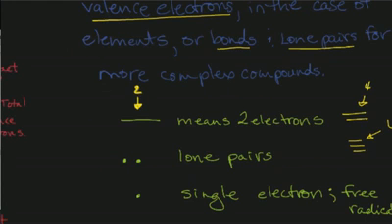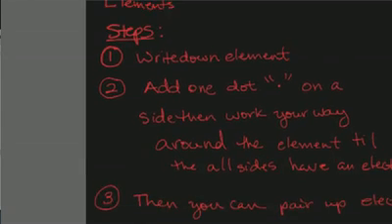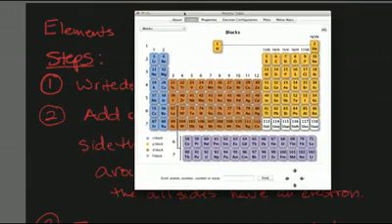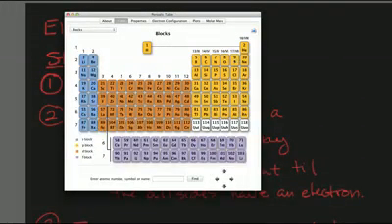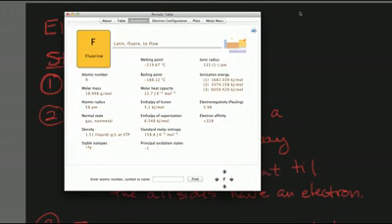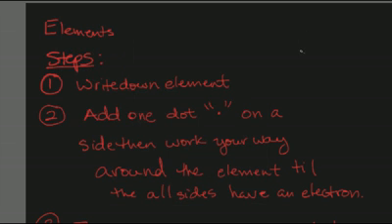All right, what are the steps? Well, first with the elements, let's look at an element. Grab your periodic table. Let's look at fluorine. Fluorine's right there, and its valence is going to be 7 because it's a halogen. It's going to be in the 7th column or group. Here we have 1 electron. We start there, 2, 3, 4. Then we can start pairing up.